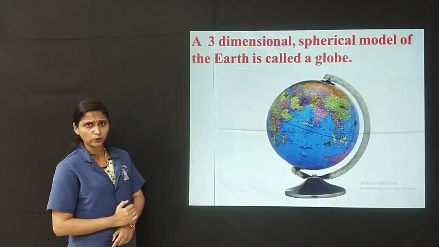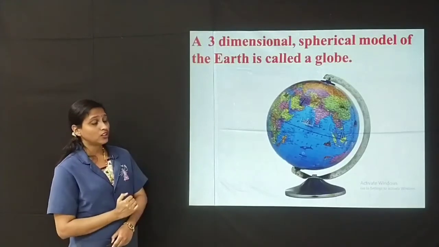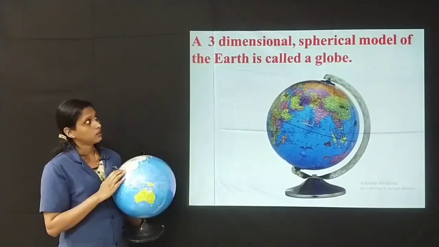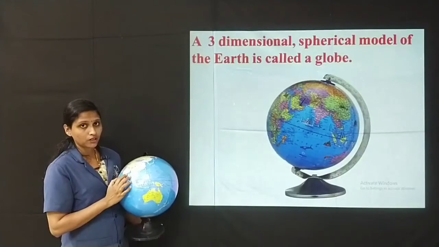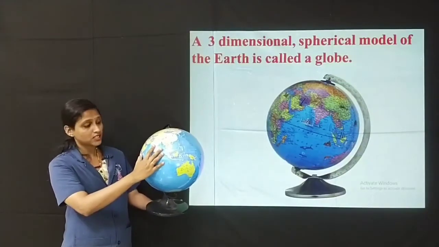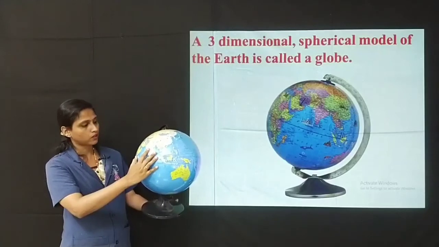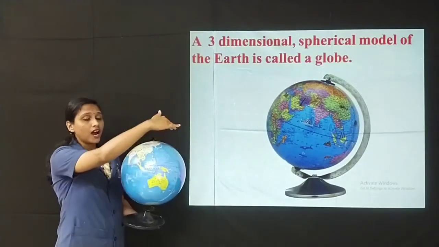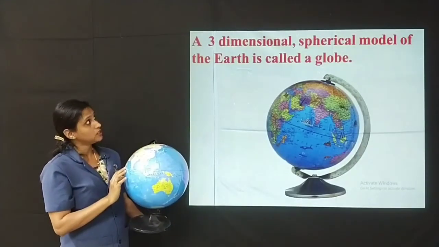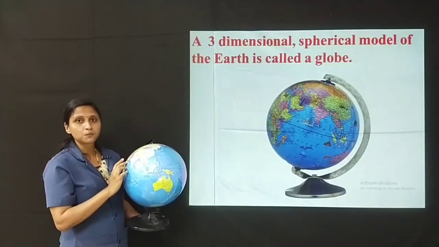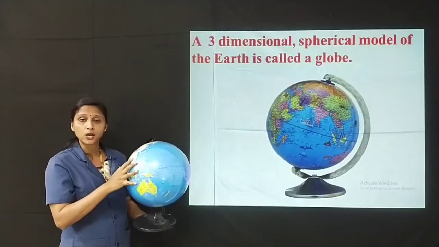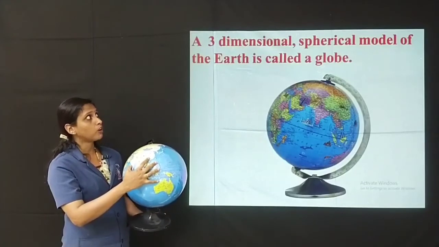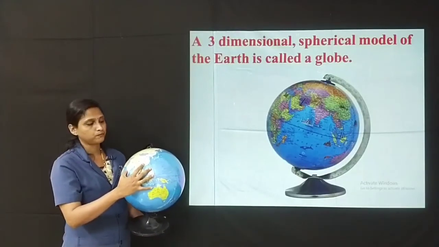Now, what do you mean by globe? A three-dimensional spherical model of the earth is called a globe. Why is it three-dimensional? Look at the globe here. This is the model of the earth called globe. It has length, it has breadth, and as well as it has depth. So, a three-dimensional spherical. So, what is the shape of the earth? The shape of the earth is spherical. A three-dimensional spherical model of the earth is called a globe.